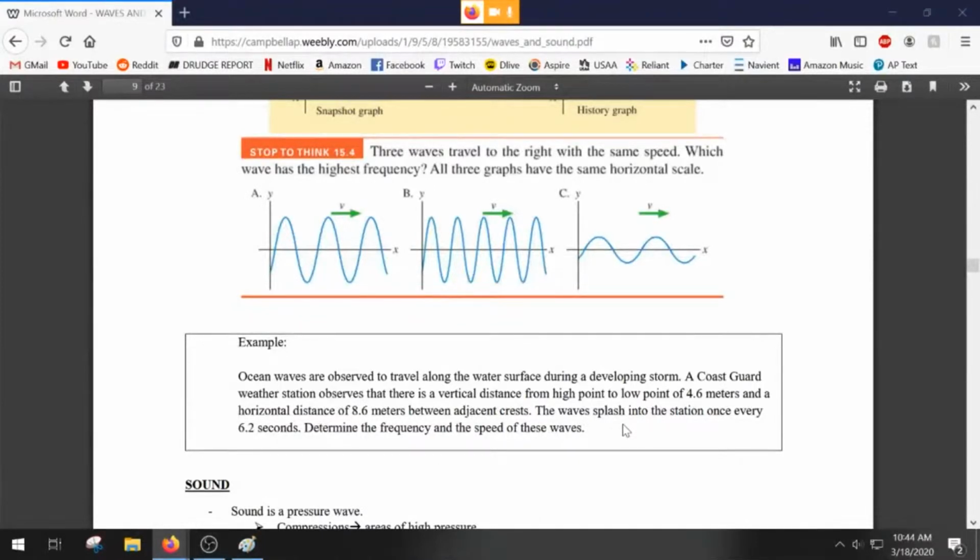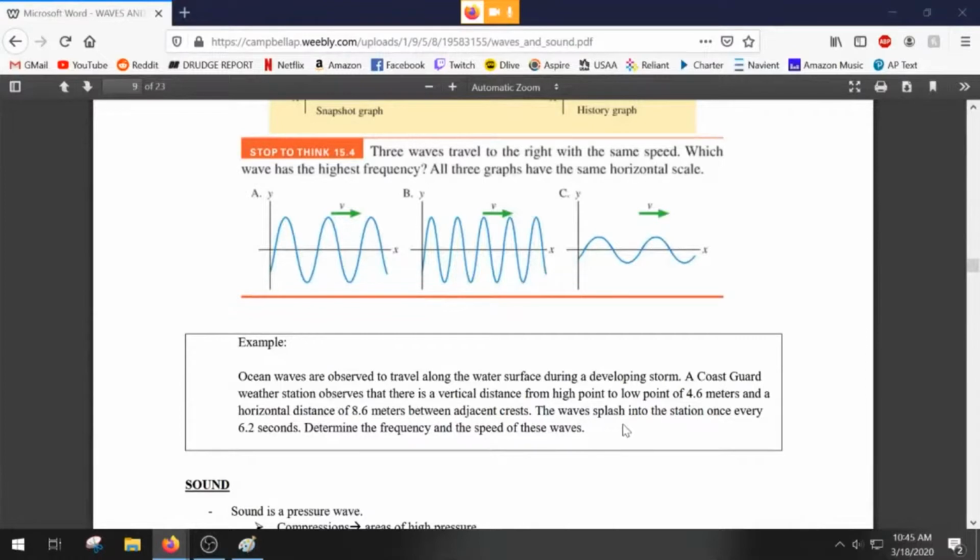We're told that the waves splash into the station once every 6.2 seconds. So every 6.2 seconds, one cycle occurs. Have they given us frequency or have they given us period? Once every 6.2 seconds, that would be your period, right? Remember, period is seconds per cycle. Frequency is cycles per second. So the period is 6.2 seconds per cycle. So we're given the period of 6.2 seconds.